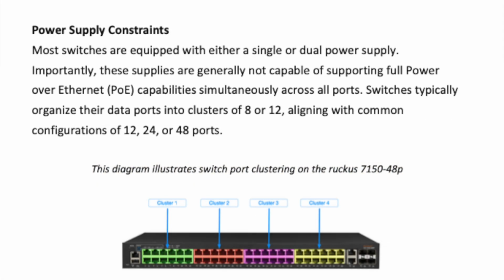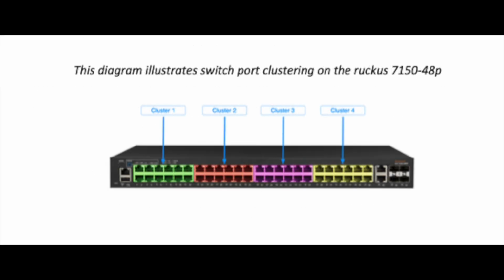Power supply constraints. Most switches are equipped with either a single or dual power supply. Importantly, these supplies are generally not capable of supporting full Power over Ethernet (PoE) capabilities simultaneously across all ports. Switches typically organize their data ports into clusters of 8 or 12, aligning with common configurations of 12, 24, or 48 ports. This diagram below illustrates switch port clustering of the Ruckus 7150 48P.